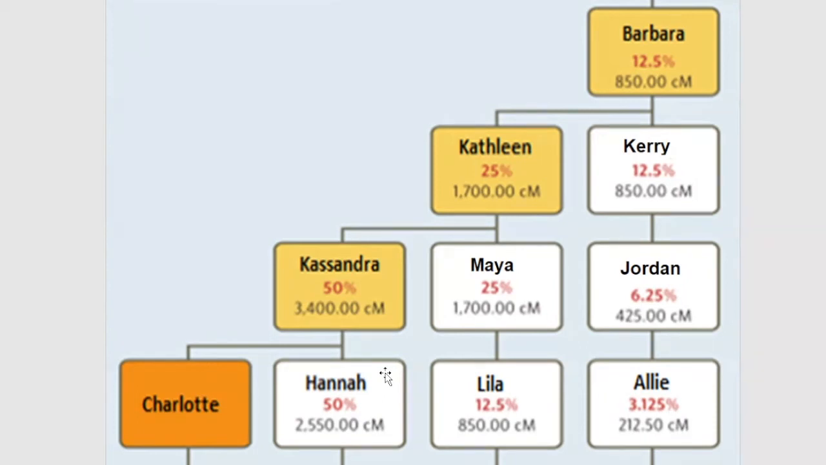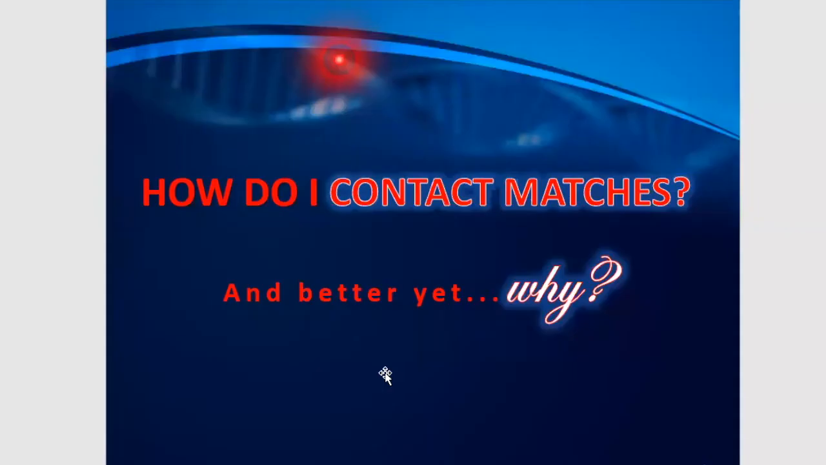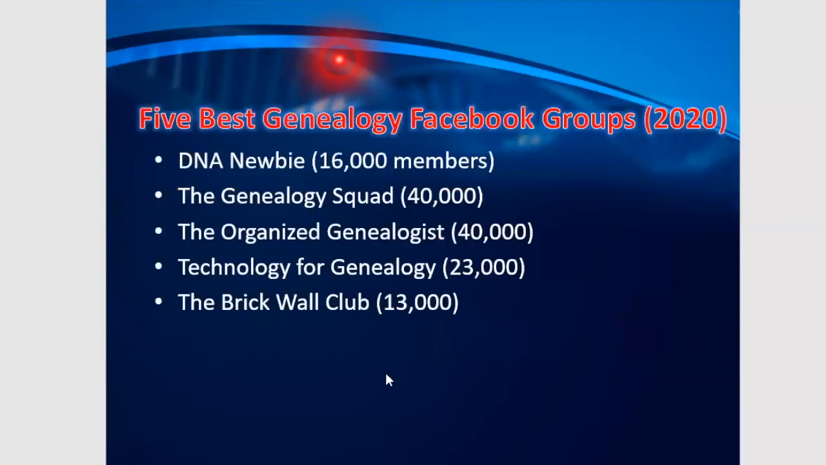Because figuring out where your matches fit on your family tree can really help you fill in some of those blanks. So how do I contact my matches? And better yet, why would I do that? One of the things that we're going to talk about contacting matches with is that a lot of people opt not to do their matches. And that's understandable because, again, you're dealing with spreading your DNA out into the public. There are other options if you don't want to go the route of seeing your genetic matches.